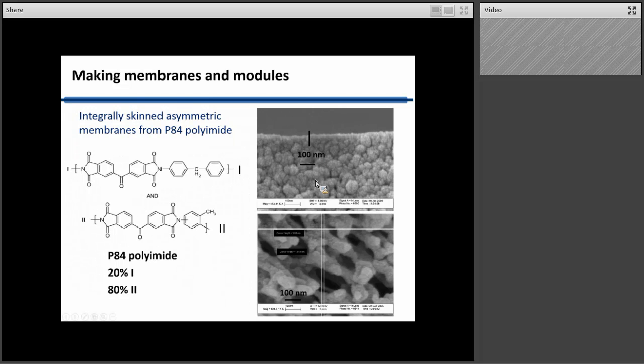Through most of the thickness of the membrane, it's far more open. So we get a very open structure, which doesn't provide much resistance to flow. So that's asymmetric, thick at the top and much more open at the bottom, and we can use that to filter liquids and remove molecules from them.